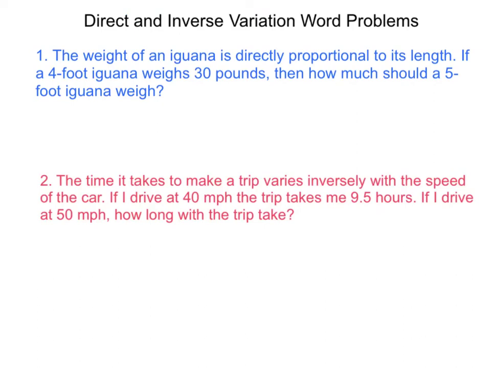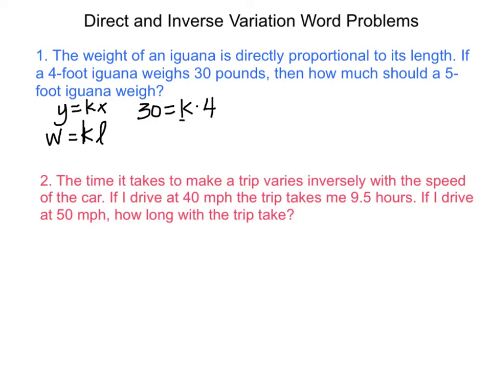The weight of an iguana is directly proportional to its length. So I'm going to write an equation for that right off the bat. If y varies directly with x, this is telling me weight varies directly with length. So that's my equation. In order to find k, I'm going to plug in the values I know. I know that a 30-pound iguana has a length of 4 feet.